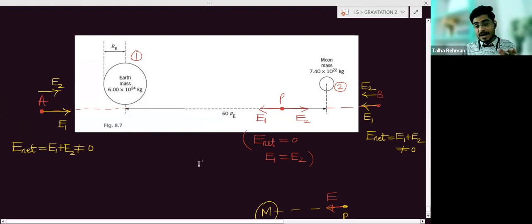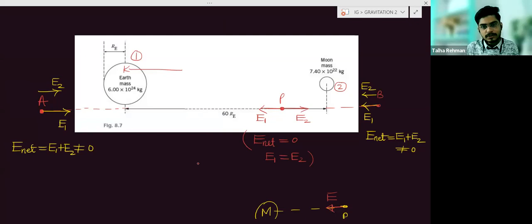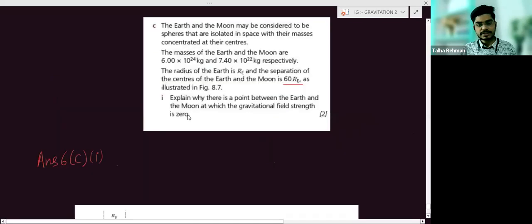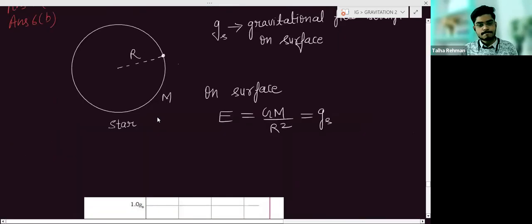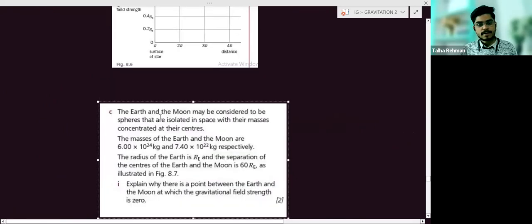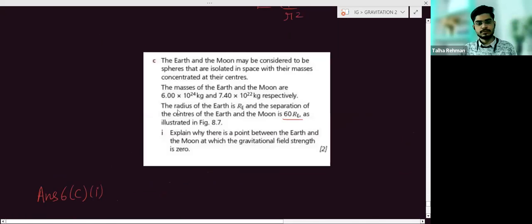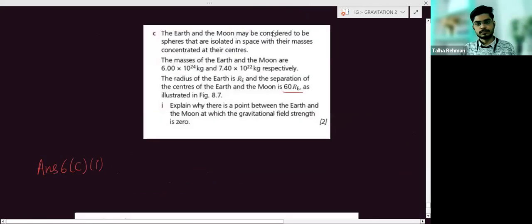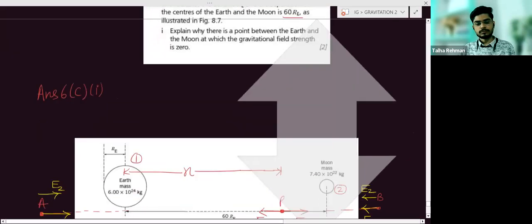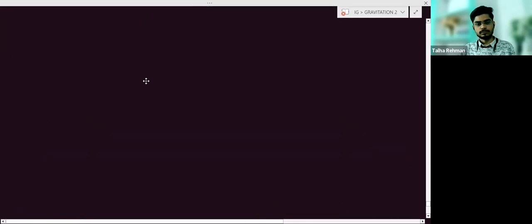And they are also asking at what distance, suppose this distance is x, from the center of the Earth. I think they are asking the second part. This is the first part, and this is the second part.